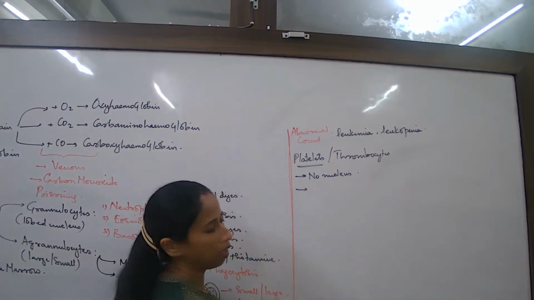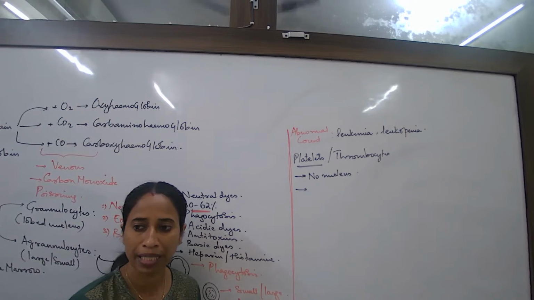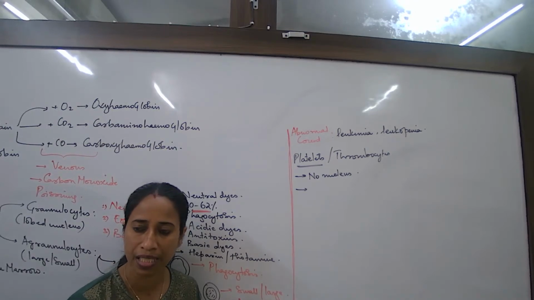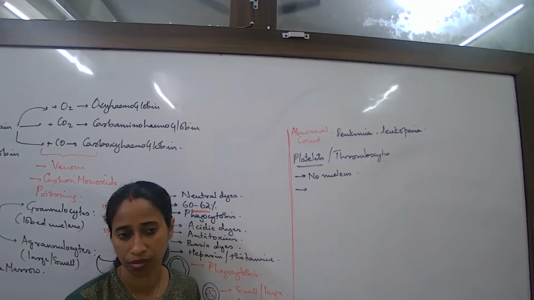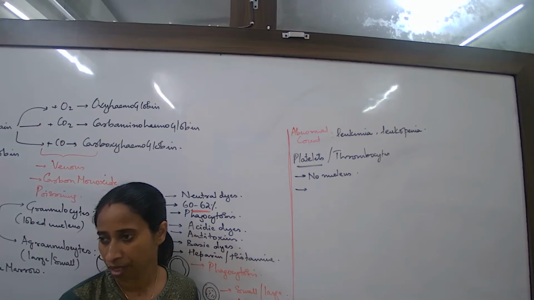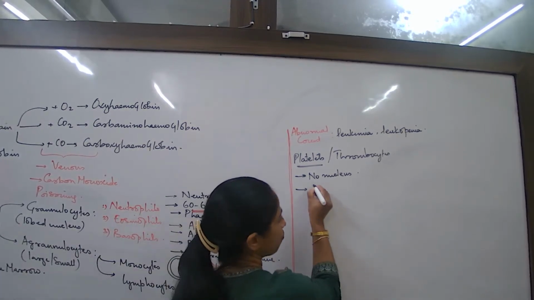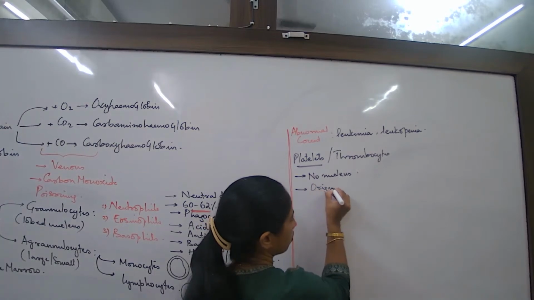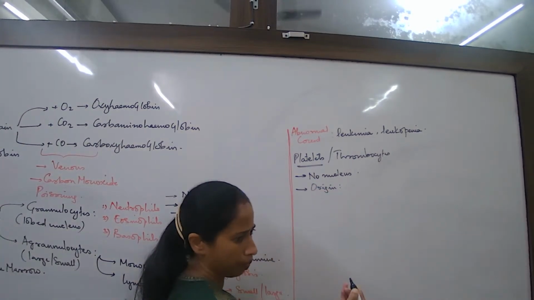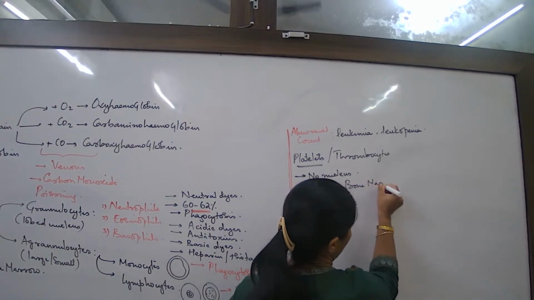Then, what are some special properties of the platelets? Where do we come across platelets? The major accumulation of the platelets is always at the site of injury. What about their site of origin? It remains more or less the same. Here also you have to remember this as bone marrow.